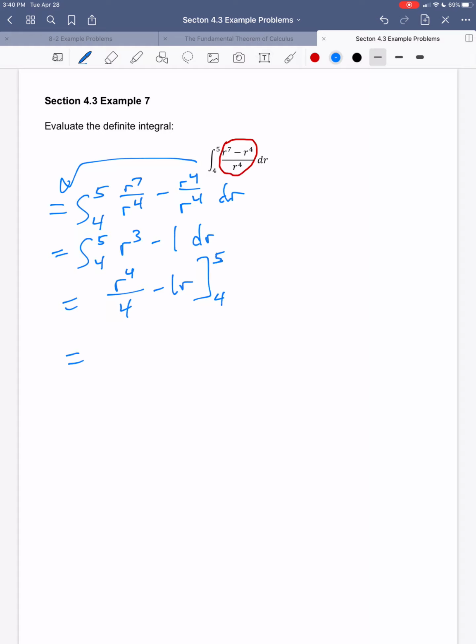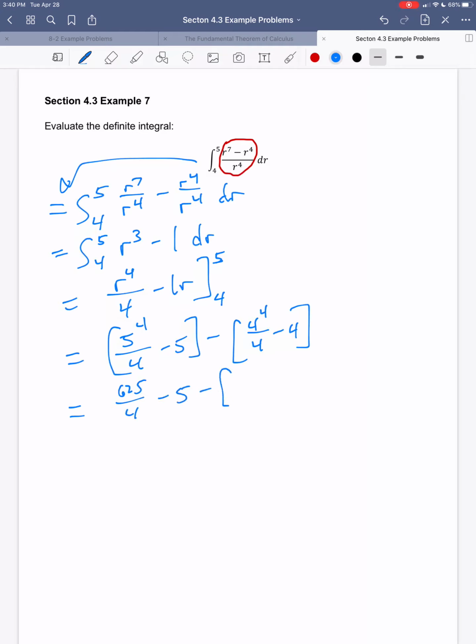So what I'm going to get then, I'm going to plug in my 5 to the fourth over 4 minus 5. And then I'm going to plug in the 4. 4 to the fourth over 4 minus 4. So 5, 25, 125, 625 over 4 minus 5. 4, 16, 64, 256 over 4 minus 4.